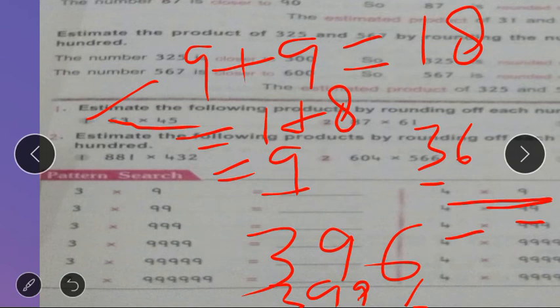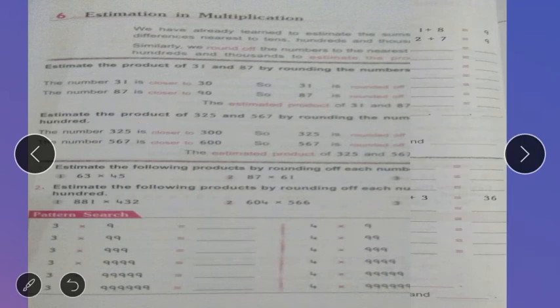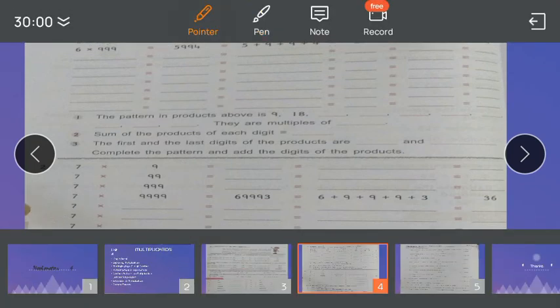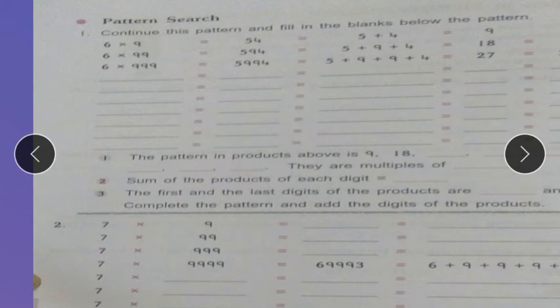Next page also, the next exercise is also based on the pattern. Continue this pattern, fill in the blanks. See children, 6 9s are 54, then 5 4, 54, then 2 times 9 is there. So you have to write the middle number is 9 because 5 plus 4 is 9. So the middle number is 9 and the side numbers are 5 and 4. Here 3 times 9. So the side numbers are 5 and 4 because 6 9s are 54, and in between the middle numbers will be 2 times 9.